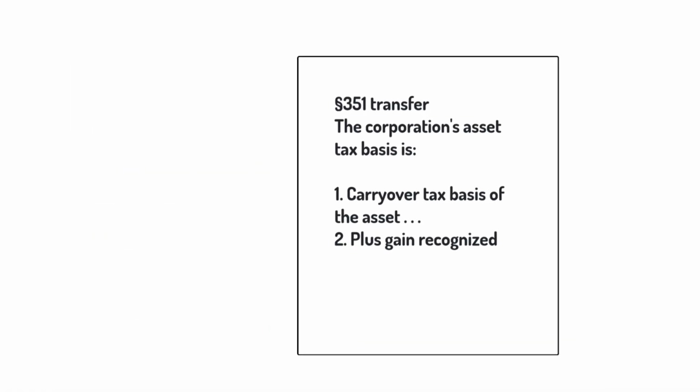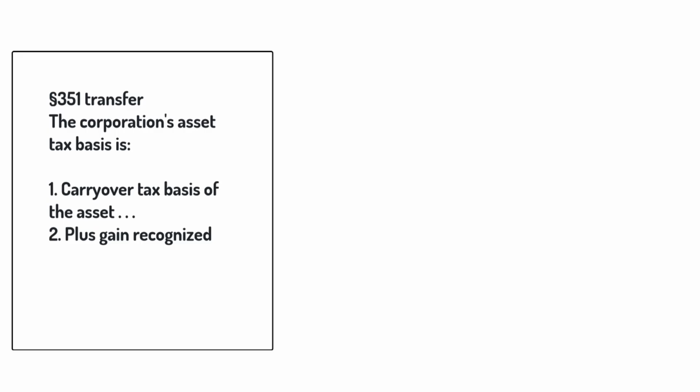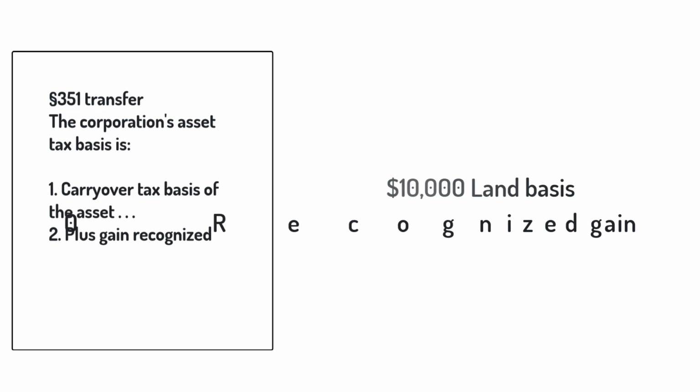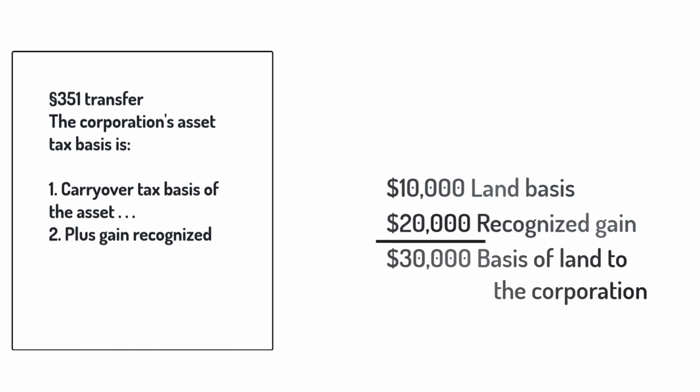Now let's calculate the basis of the land to the corporation. Again, we'll start with the carryover basis of the land, which is $10,000, and we'll add the gain recognized of $20,000 to give us a basis of land to the corporation of $30,000.